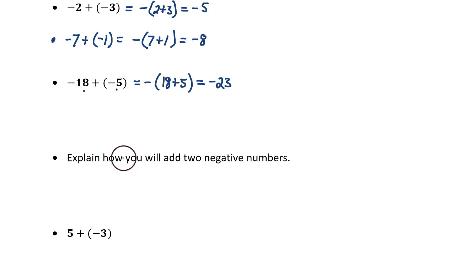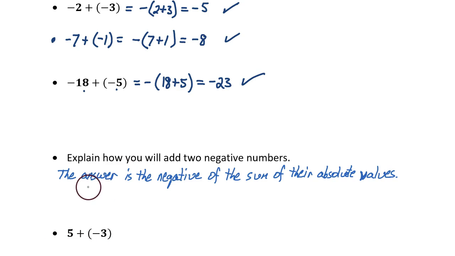Next, explain how you will add two negative numbers this year. How can you put into words what was going on in these three examples? I'll pause the video for you to think of that. Everybody's going to have a different way that they think about adding negative numbers. And as long as the technique works, it's fine. One thing that could be written here is the answer is the negative of the sum of their absolute values.